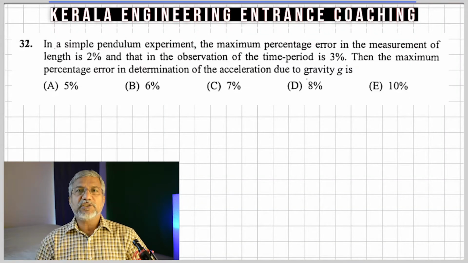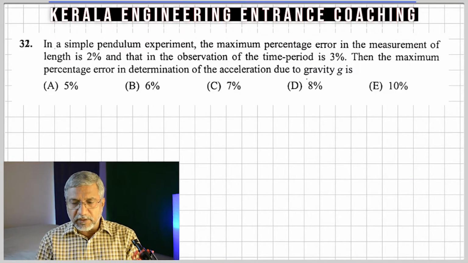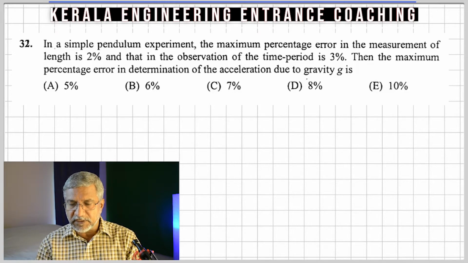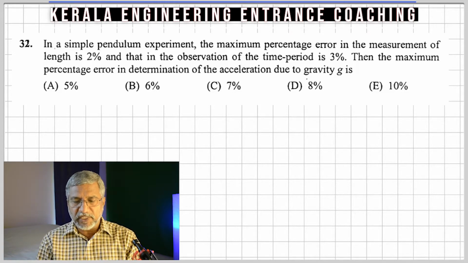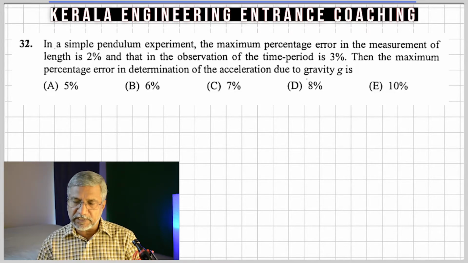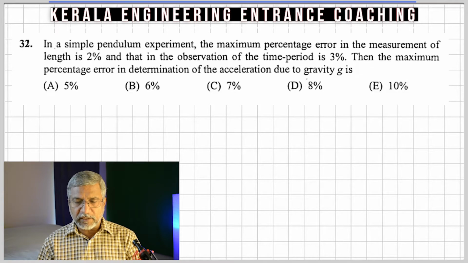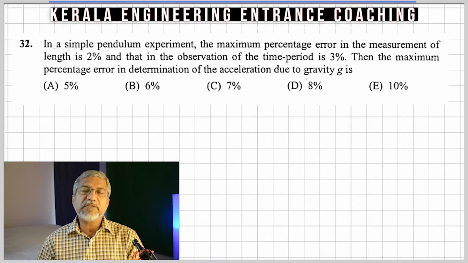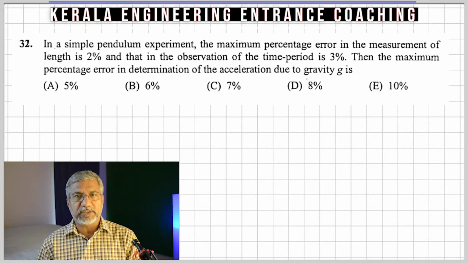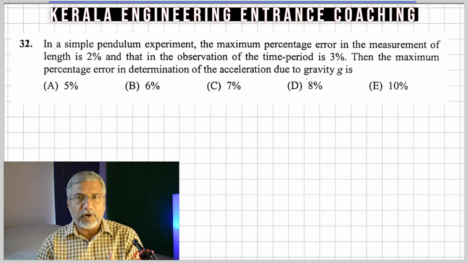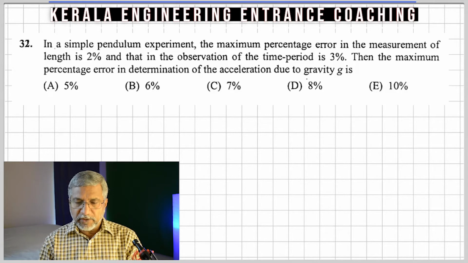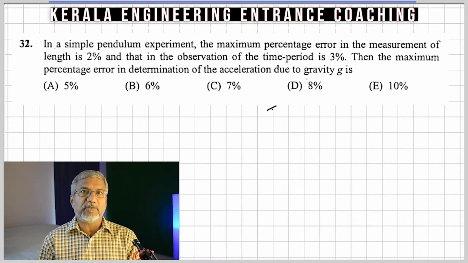All right, so 32. In a simple pendulum experiment, the maximum percentage error in the measurement of length is 2%, and that in the observation of the time period is 3%. Then the maximum percentage error in determination of the acceleration due to gravity, g, is. So this is quite often a repeated question, and we have to use the formula in order to find out the percentage error. In this case, it's the time period of the simple pendulum.